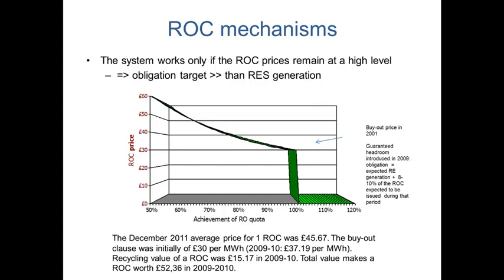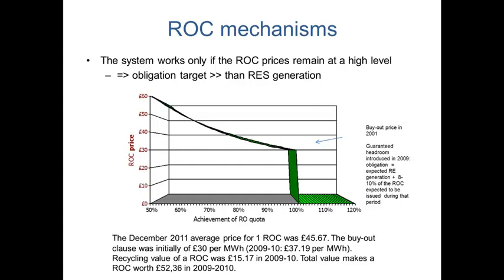To make sure this does not happen, a guaranteed headroom was introduced in 2009, which means the obligation is calculated according to the expected renewable energy generation plus 8–10% of the ROCs expected to be issued during that period. That makes sure the obligation target remains a lot higher than the effective renewable energy generation.